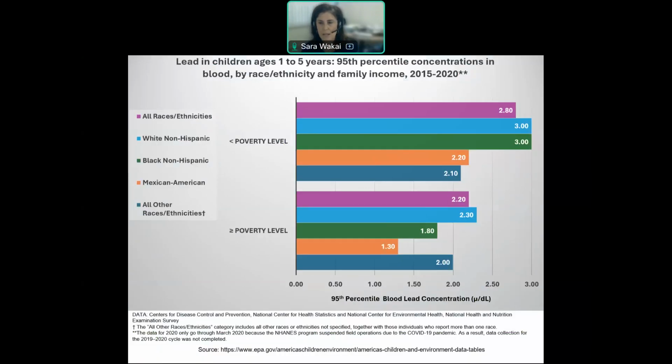This graph uses NHANES data from 2015 to 2020. As you can see, the 95th percentile blood lead level in Black non-Hispanic children ages 1 to 5 years is greater than for children who are white, non-Hispanic, Mexican American, or all other races, ethnicities. Among children in families below the poverty level, the 95th percentile BLL was higher than the BLL of children in families who were at or above the poverty level.